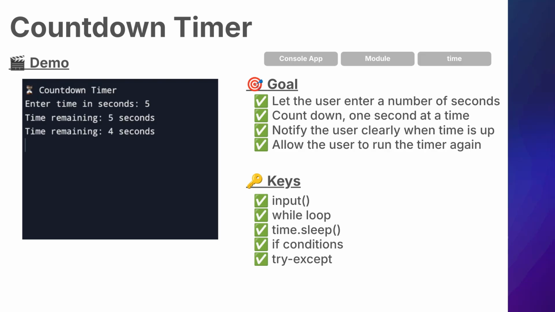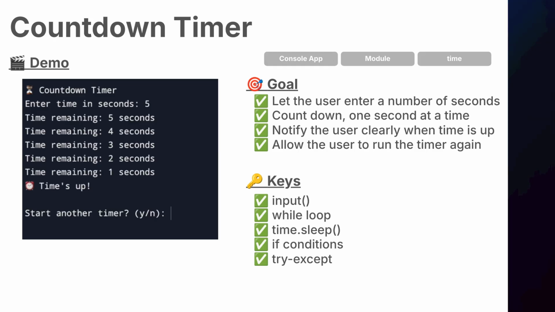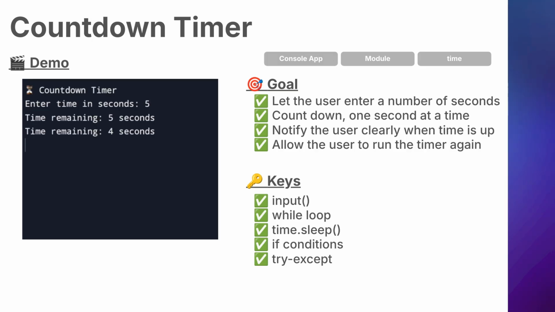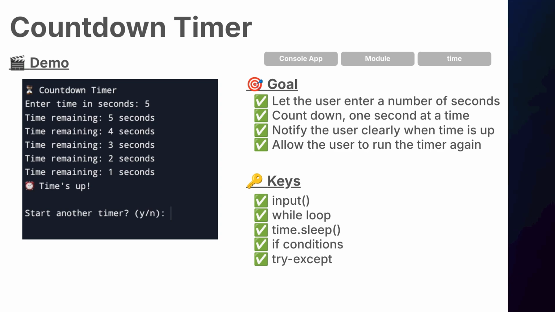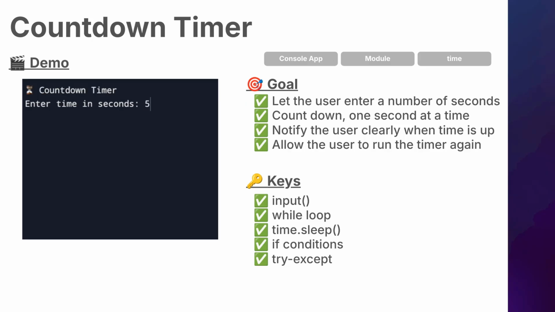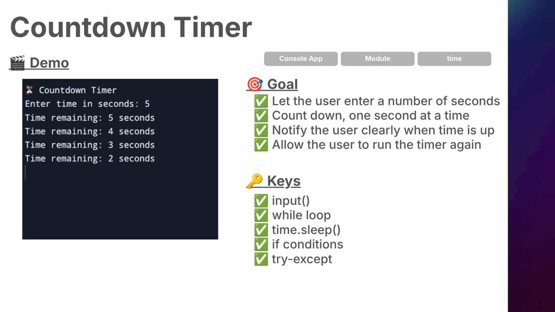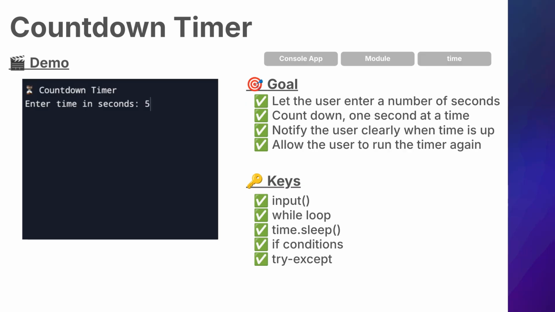Along the way, this project demonstrates several core Python concepts that beginners need to master. You used input and variables to receive and store user data. You worked with a while loop to repeat actions until a condition was met. You used the time module to pause the program and create a real-time effect. You also practiced if conditions and try except blocks to handle invalid input safely and prevent crashes. Try experimenting by changing the messages, adding minutes instead of seconds, or improving the display.